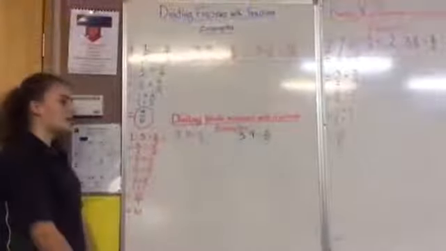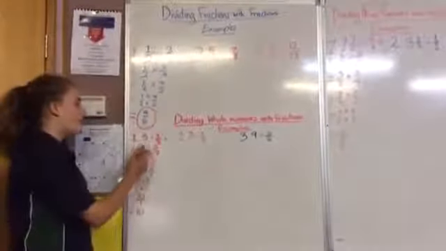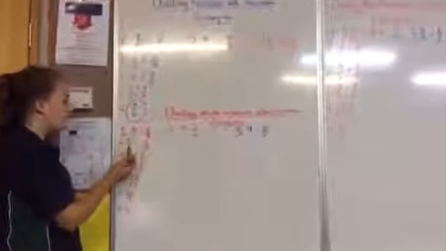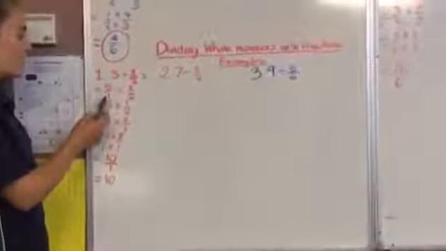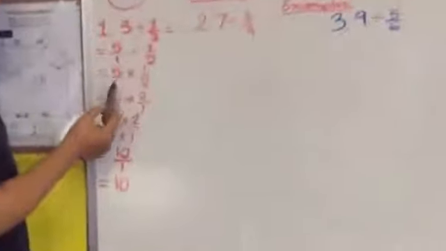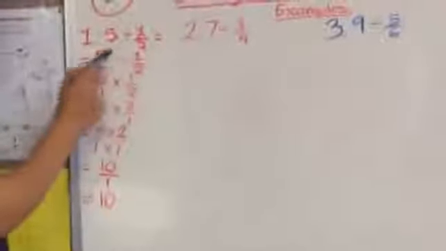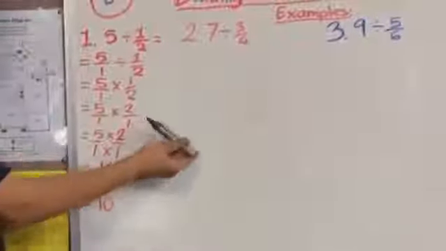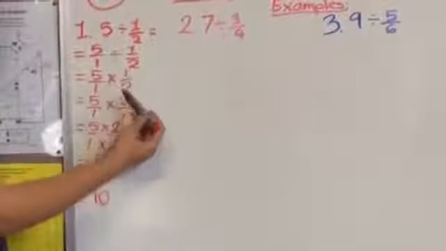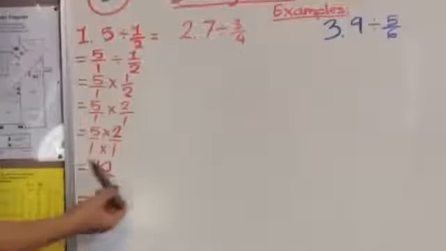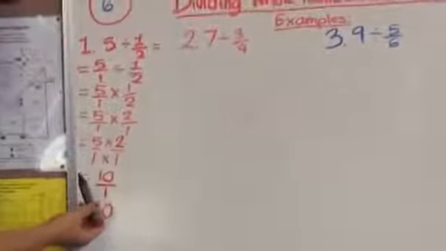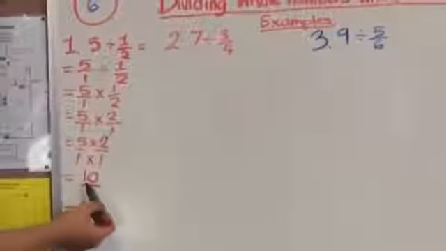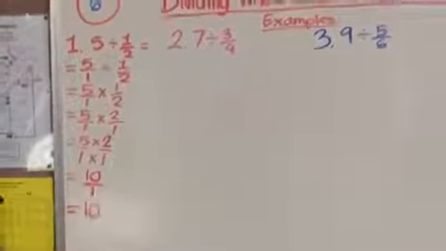Whole numbers and fractions. We're going to use this example, 5 divided by 1 half. First, we make 5 into a fraction, so we change it to 5 over 1, and then we have to swap the division sign for a multiplication sign. Then, once we've done that, we're flipping the second. Instead of 1 half, we're going to make it 2 over 1. Then, we're going to make the answer. So, 5 times 2 equals 10, and 1 times 1 equals 1. So the answer is 10 over 1 or 10.